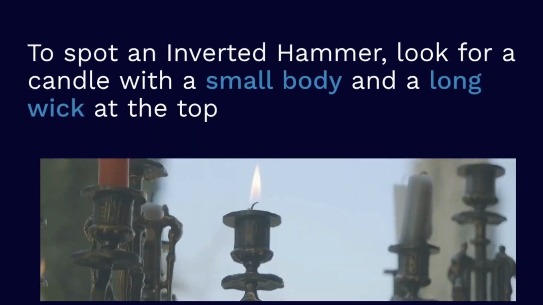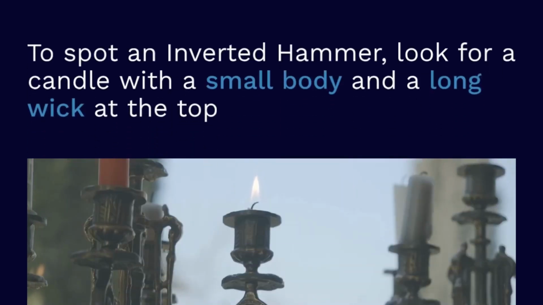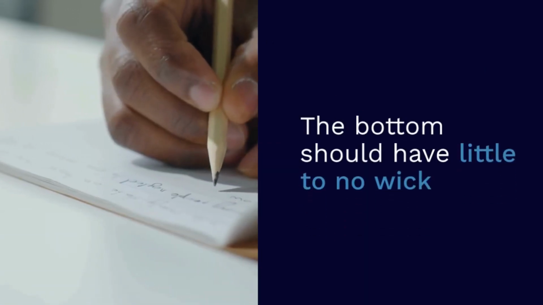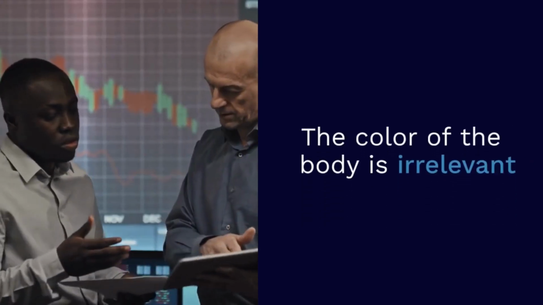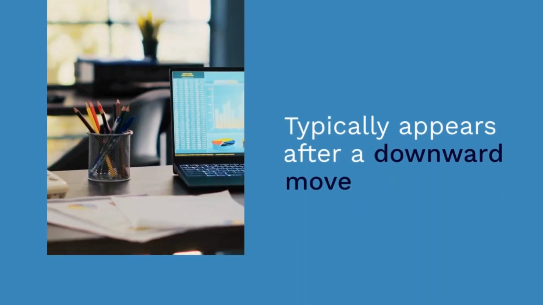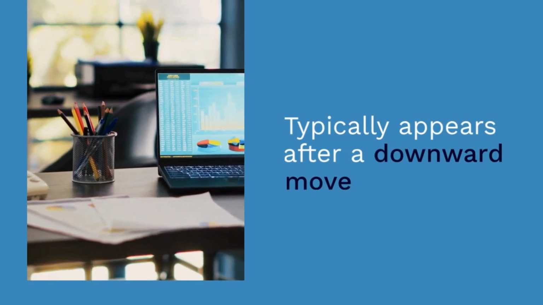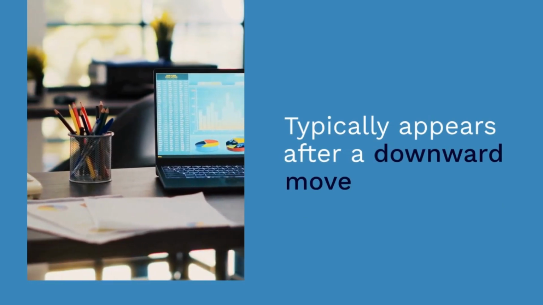To spot an inverted hammer, look for a candle with a small body and a long wick at the top. The bottom should have little to no wick. The color of the body is irrelevant. This pattern typically appears after a downward move, suggesting a potential shift in market momentum.